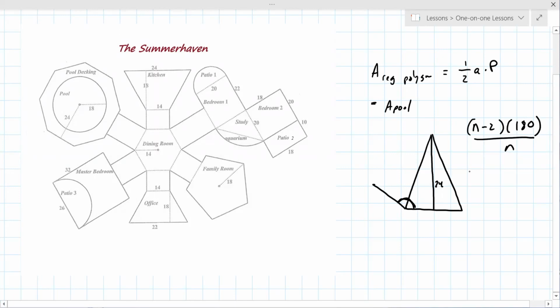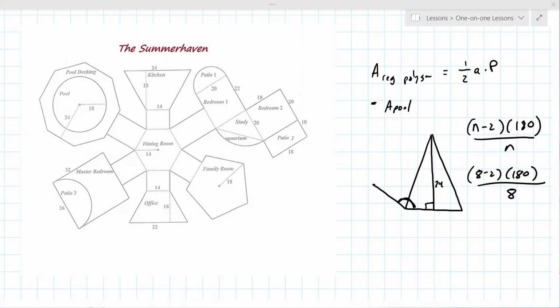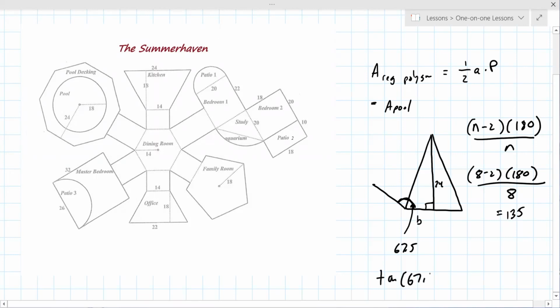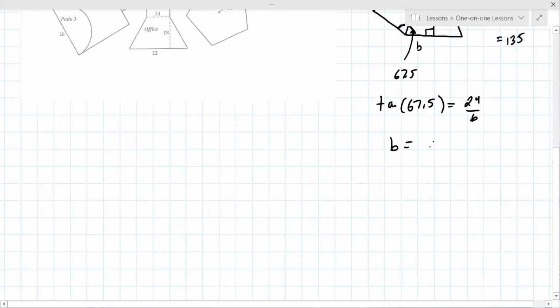So let's see. You've got 8 sides, so it's 8 minus 2 times 180 over 8. We'll get that number. That number actually is a nice number. Okay, so it's 135 degrees. So that's the whole angle. The one that we care about right there is half of it, so it's 67.5 degrees. And we really just want this base here. So the tangent of 67.5 equals 24 over b. So b equals 24 over the tangent of 67.5.